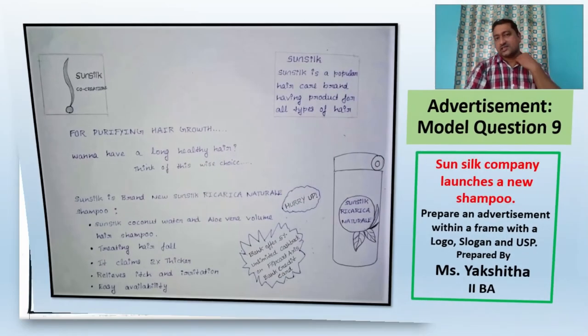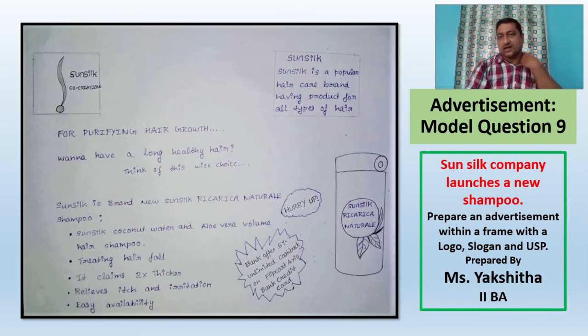Then we have the next question, that is model question number 9 on Sunsilk shampoo, that's prepared by Ms. Ekshita. You can see the logo is used here, Sunsilk's logo. Then co-creations, company creations are there here. And then the other details, company details, you can see here. It's a popular hair care brand having products for all types of hair variety, because for each variety of hair, one specified product is there, they have given that information.